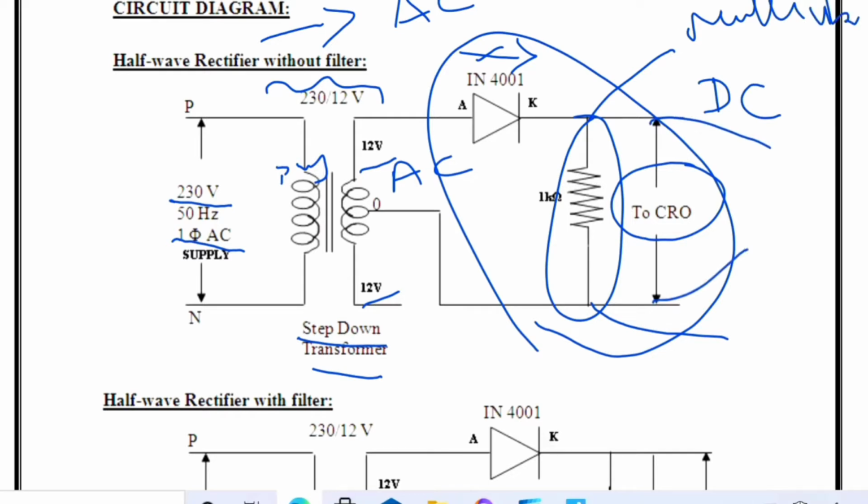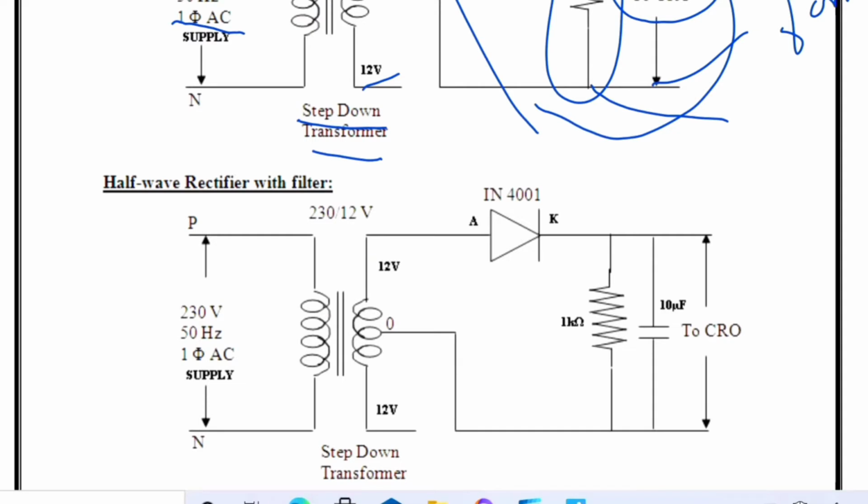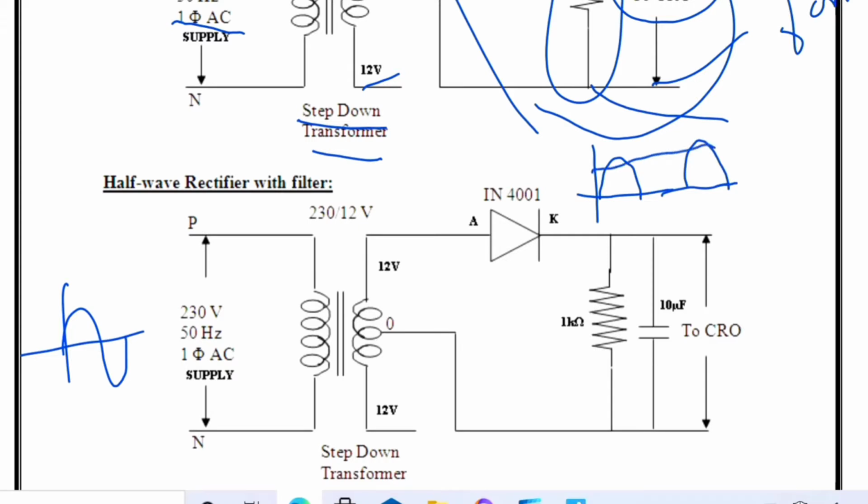In order to see the waveform we need a CRO to make things clear. So what is the need of the next circuit, with the filter? Obviously if you apply a sinusoidal signal like this, we get a half wave rectifier. It conducts only one half of the cycle. So during the consecutive positive conduction, this seems to be DC, but it is not exactly DC. DC is like a dashed line, meaning a horizontal line.